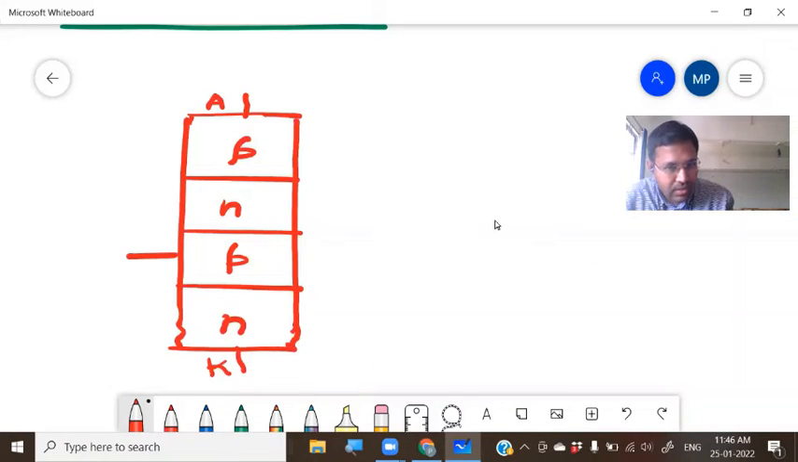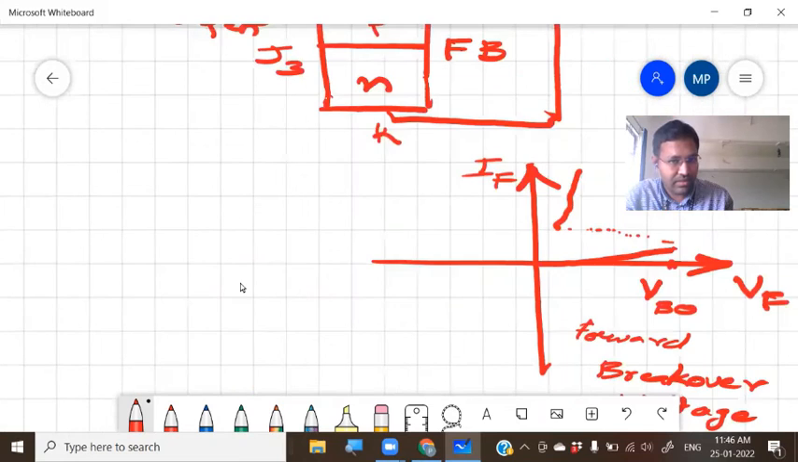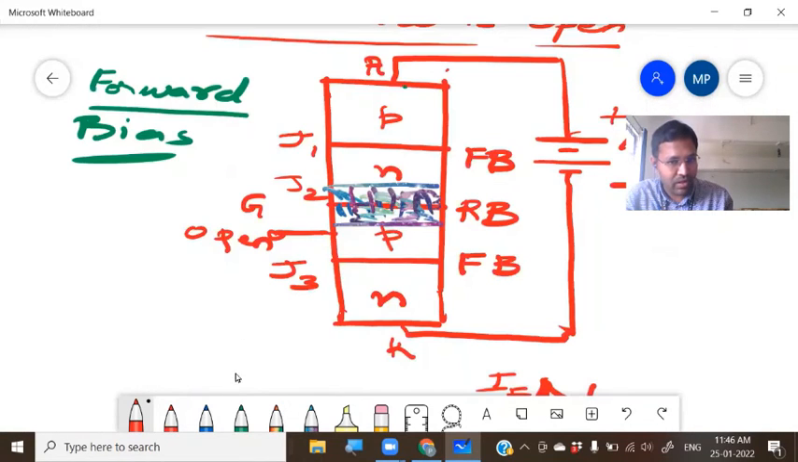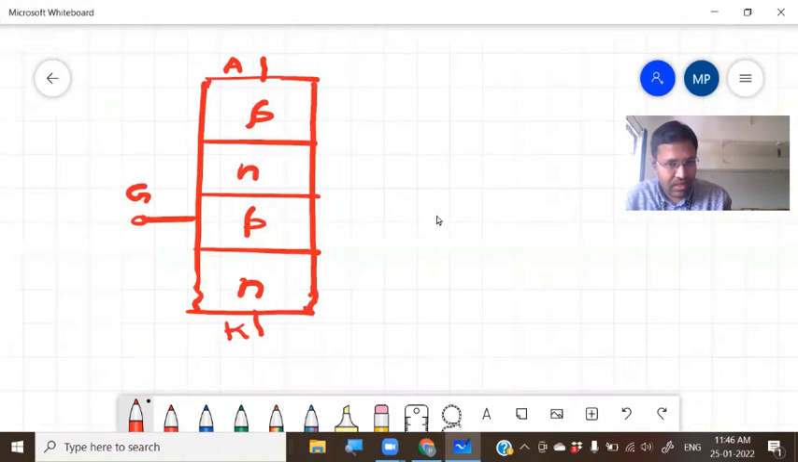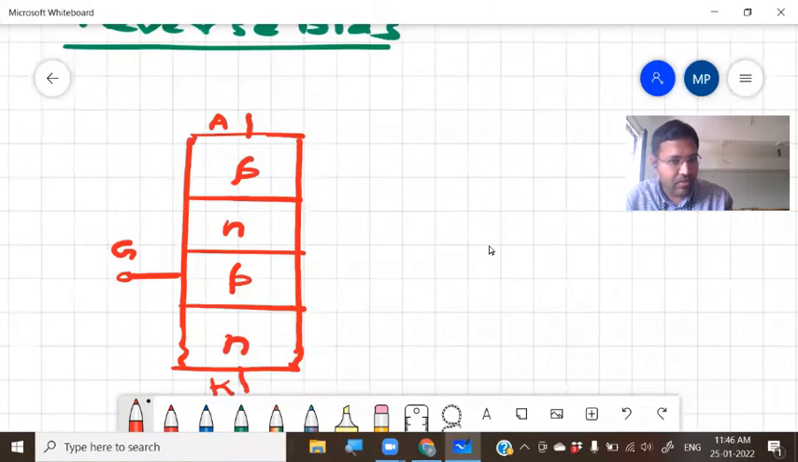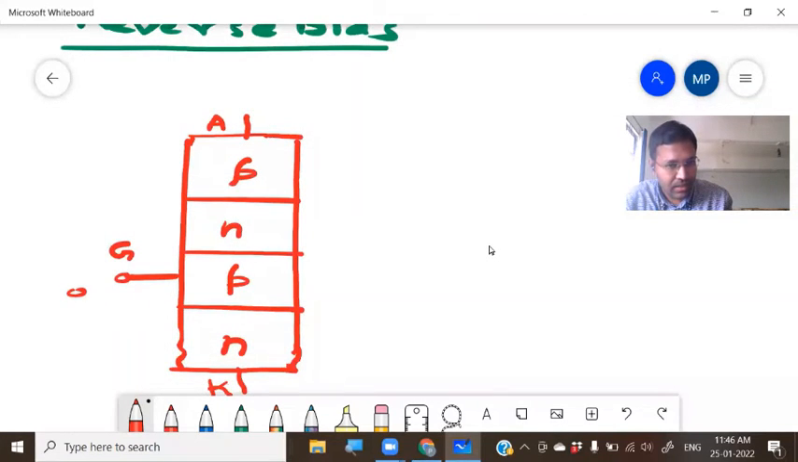The middle P region is the gate, and remember, we are considering the case when the gate is open. Gate open means we didn't connect anything to the gate. We are considering the case when the gate is open. We are not connecting anything to the gate.